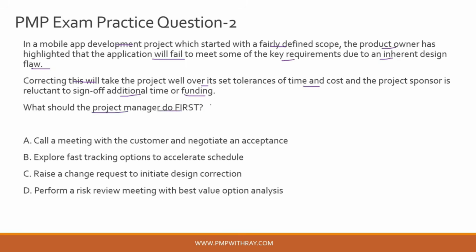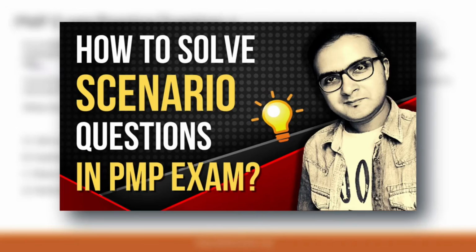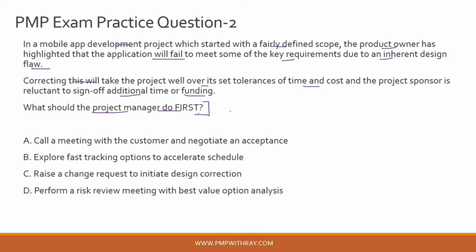Okay, now if we try to categorize it as a type 1 or a type 2 question, this looks like a type 2 question which talks about a sequence of approach in which you should address a problem as a PMP style project manager. Okay, I would recommend that you go back and watch this video on my YouTube channel that talks about how to deal with type 1 and type 2 questions. Okay, so this is a type 2 question. Now let's look at the options one by one. Option A, call a meeting with the customer and negotiate an acceptance.